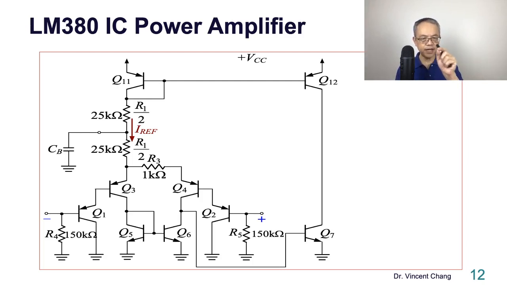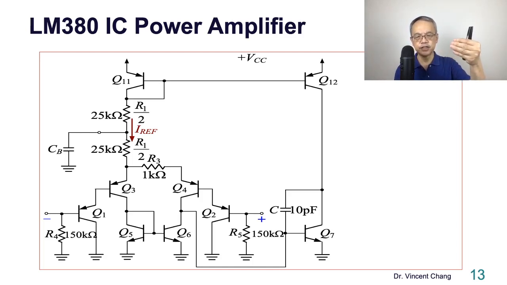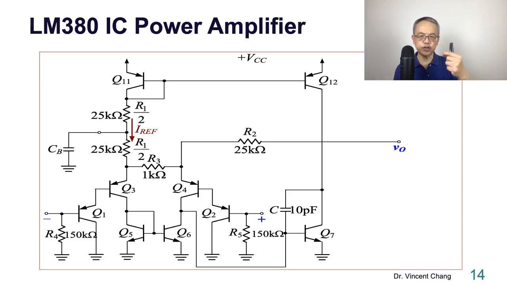It's the NPN Q7, which serves as a common emitter amplifier, again to provide gain. And there's a feedback capacitance. This kind of technique is called Miller compensation, and the compensation capacitor is C. And there's an internal feedback resistance, R2, connected between the output and the input differential stage.